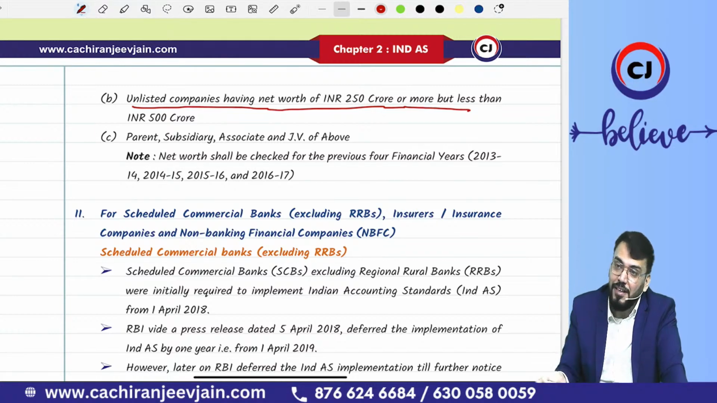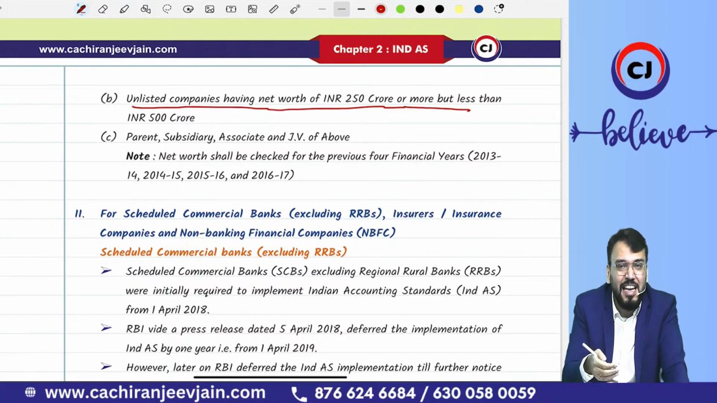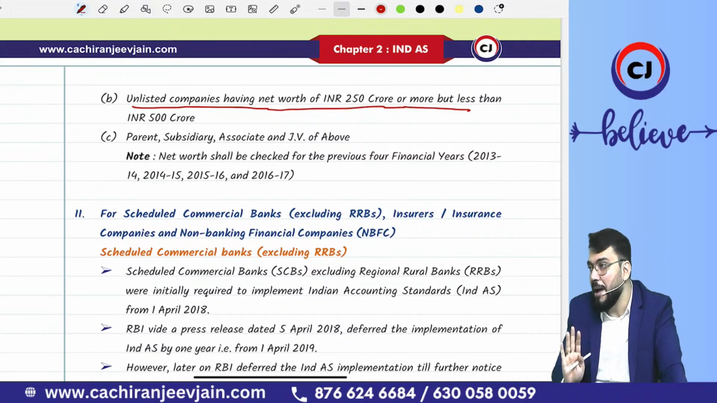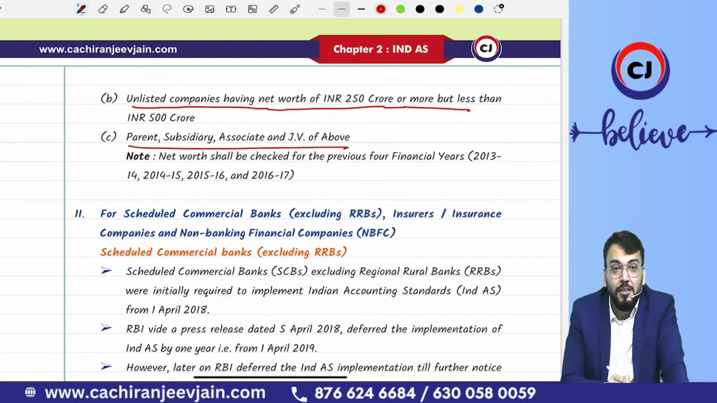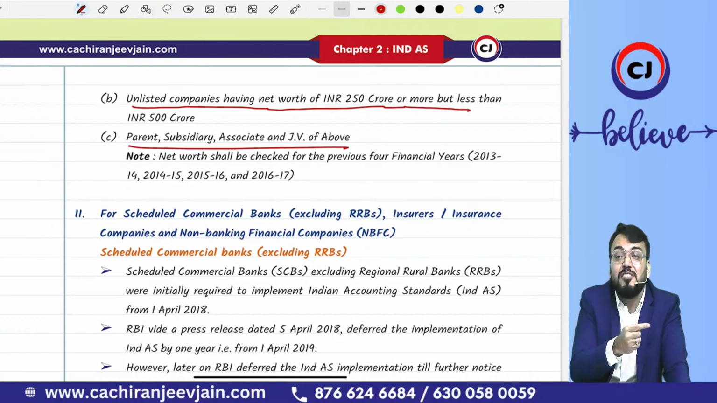Understood this point? I hope you have understood. Now, once A and B you understood, any parent company, any subsidiary company, any associate, any joint venture of A and B, also Ind AS will be applicable. Understood this point? Now, for this particular application, we need to check net worth of 4 previous financial years, because 1 year more will be added.